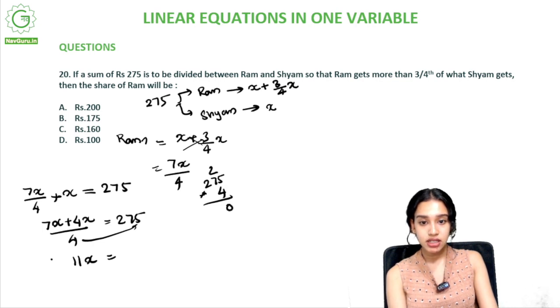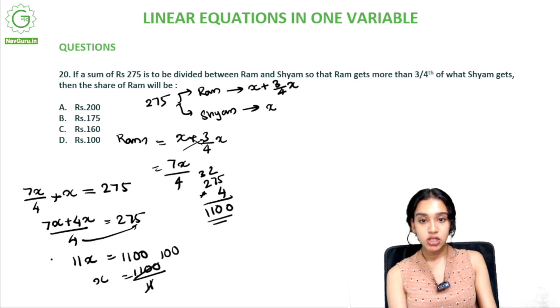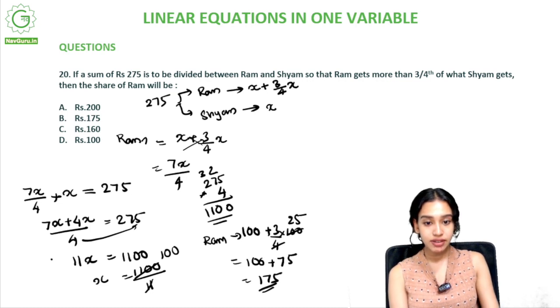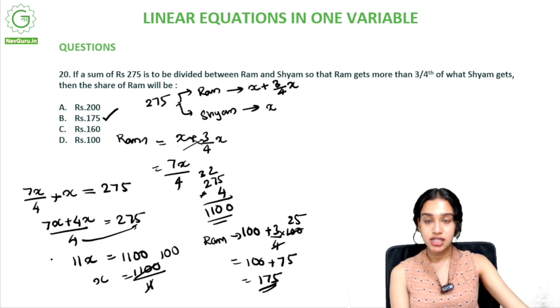4 5s are 20. 7 4s are 28 plus 2 is 30. 4 2s are 8 and 11. We get 1100. So x becomes 1100 divided by 11. This is 100. So this is what Shyam gets. Now we have to calculate the share of Ram. So share of Ram would be 100, which is x, plus 3/4 of 100, right? So 4 in 100, 25 times. So this is 100 plus 3 into 25 is 75, right? This becomes 175. So the answer for this question is 175.